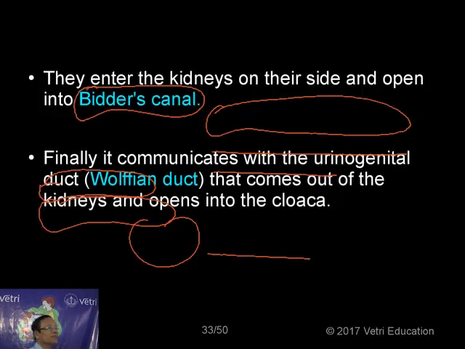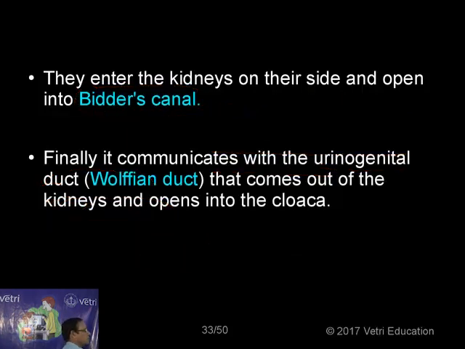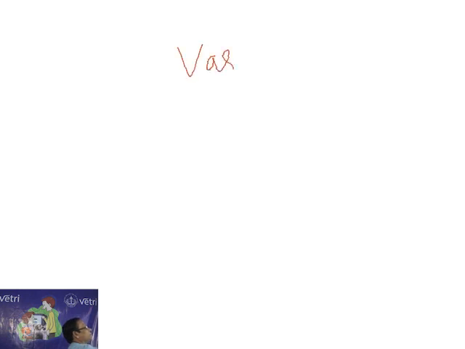This is one question. From the testis, minute tubules or ductules arise. They are called vasa efferentia. They leave the testis and enter the kidney, and inside the kidney they open into one canal called Bidder's canal. And finally, from the Bidder's canal, it communicates to the exterior through what is called the urinogenital duct. Now this is the connection. Vasa efferentia.